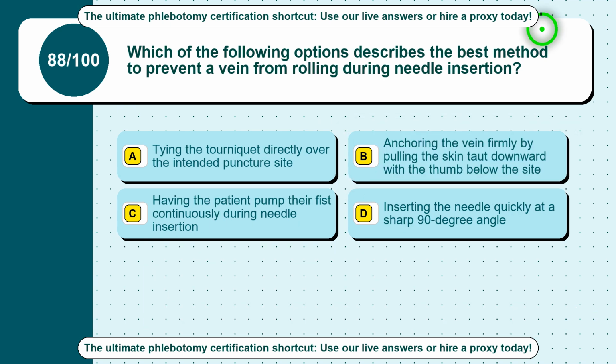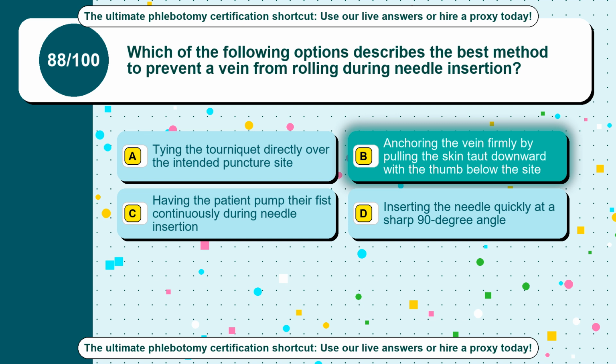Question 88. Which of the following options describes the best method to prevent a vein from rolling during needle insertion? Option A, tying the tourniquet directly over the intended puncture site. Option B, anchoring the vein firmly by pulling the skin taut downward with the thumb below the site. Option C, having the patient pump their fist continuously during needle insertion. Option D, inserting the needle quickly at a sharp 90-degree angle.